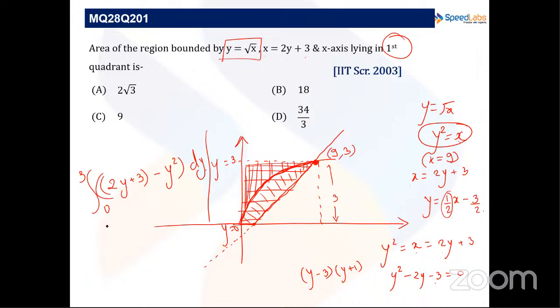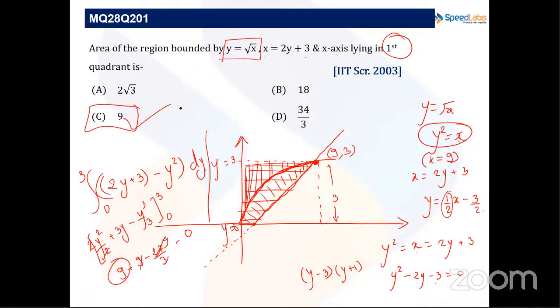So on solving, you will be getting 2y square by 2 plus 3y minus y cube by 3, and putting the limit 0 to 3. So that will be 9 plus 9 minus 27 by 3 and minus 0. So we would be getting answer 9. So our correct option is option C.